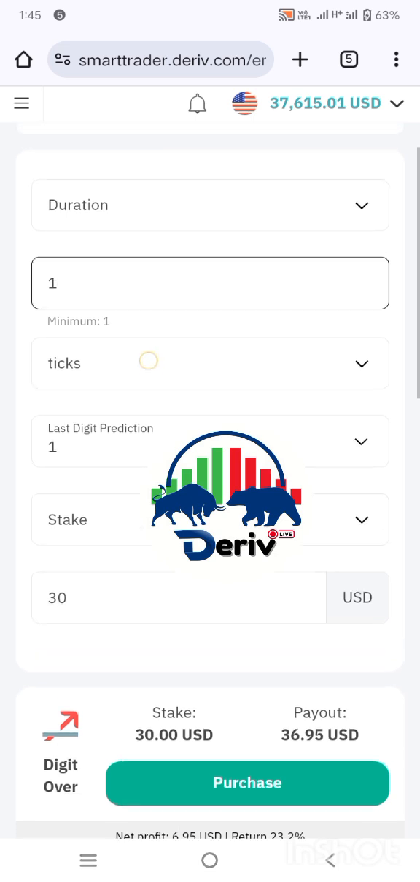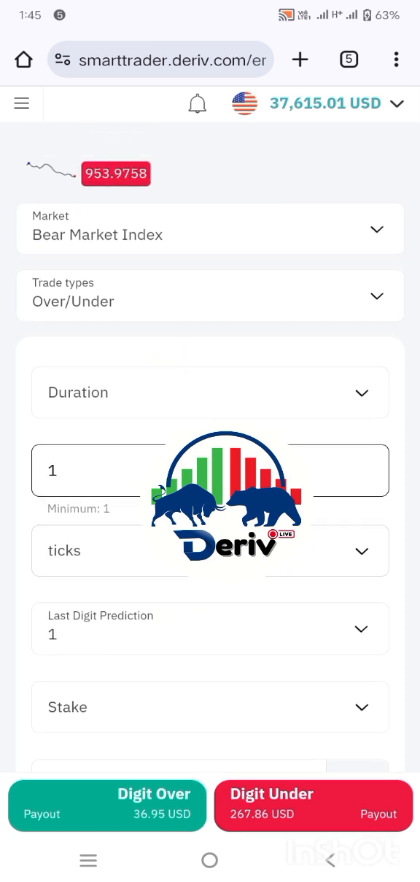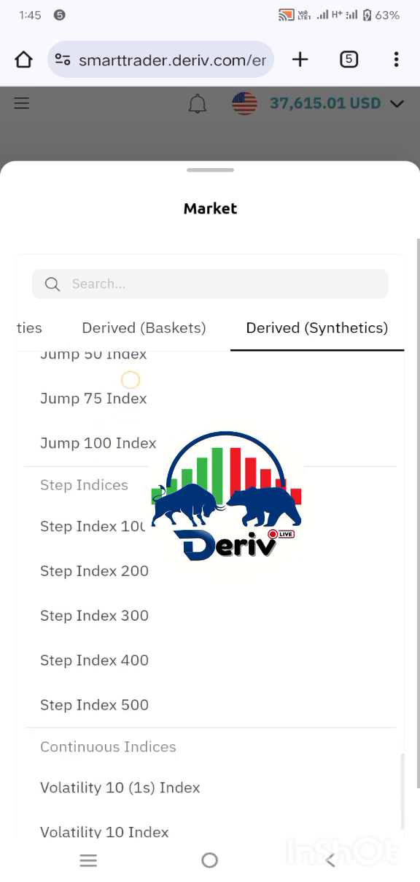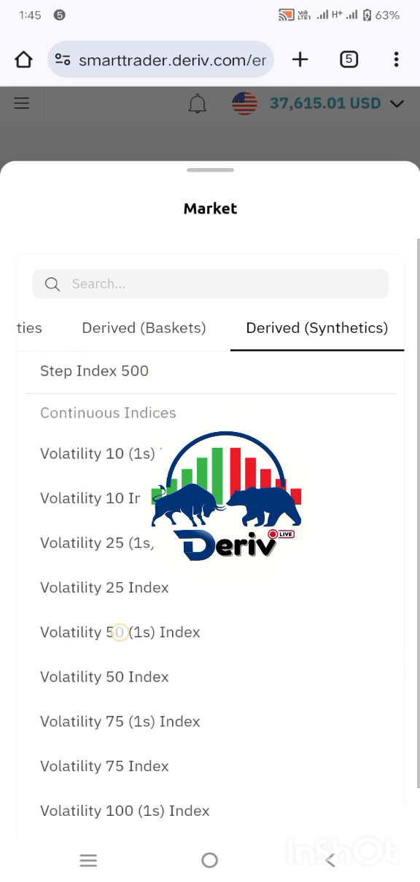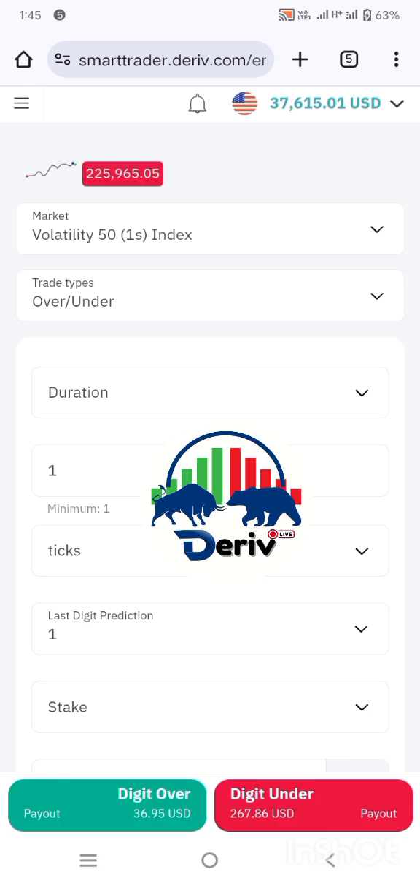Let's move to the chart to get the signal. Must go for a faster index, any fast index, faster, furious. The V50 index is much faster. Here you can see, focus there. Once the last number is less than 5, then it's time to open. This is 5. After 5, if again a number appears less than 5, then you go for Digits Under.